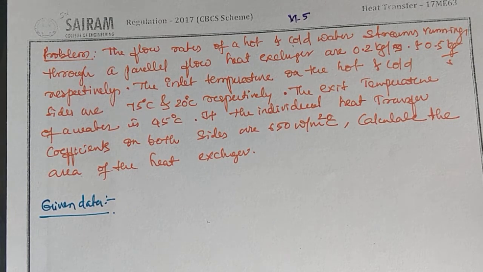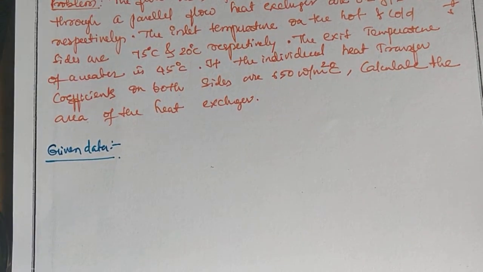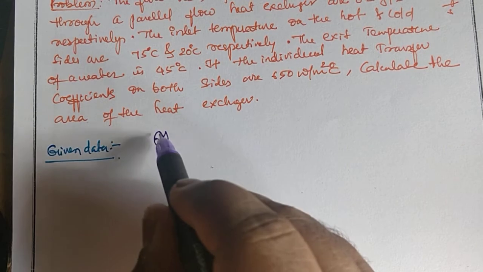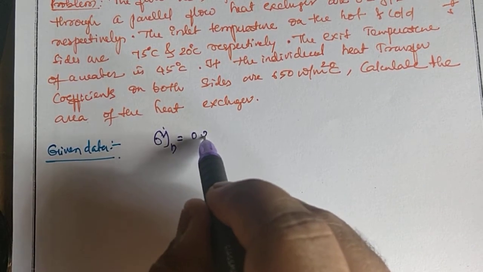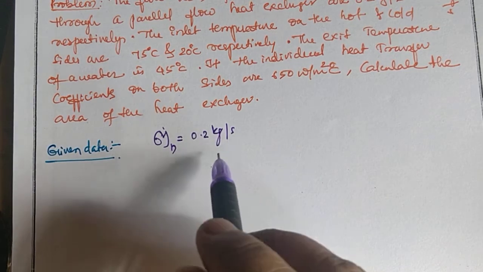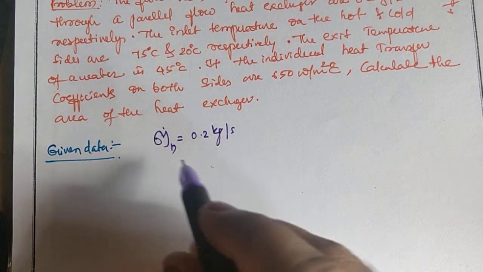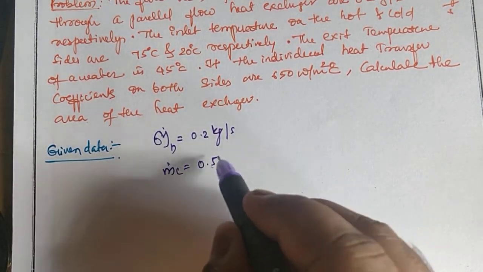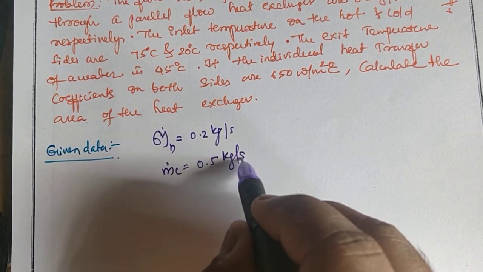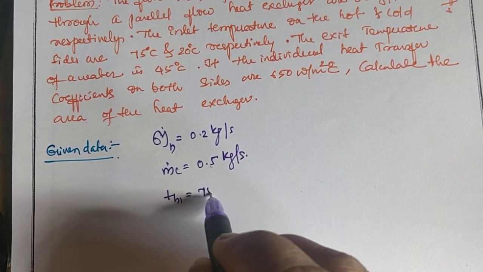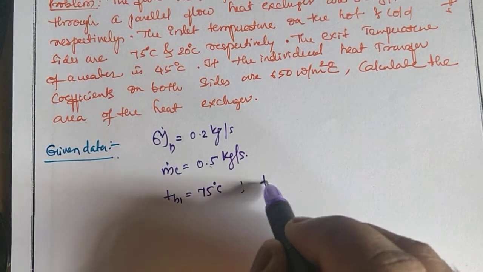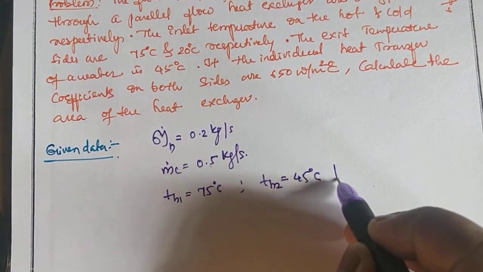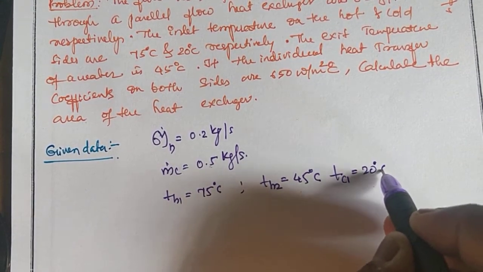So let us solve step by step. First write down the given data. The mass flow rate of the hot fluid is 0.2 kg per second. No need to convert again because they are already given in kg per second. Then the mass flow rate of the cold fluid. There are two fluids flowing, hot fluid and cold fluid. TH1 is 75 degrees centigrade and TH2 is 45 degrees centigrade. TC1 is 20 degrees centigrade.